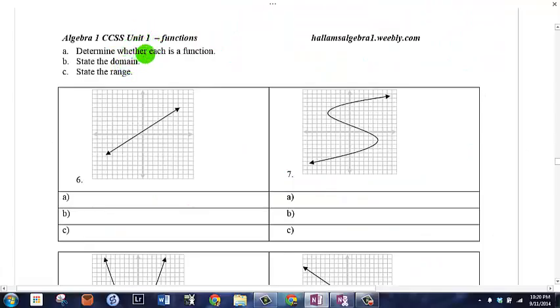Okay, so we're going to take a look at these graphs. We're going to do the same thing we did before. We're going to determine if each one is a function, state the domain, and state the range. So A, B, C. Deciding if it's a function is really easy if you're looking at a graph.